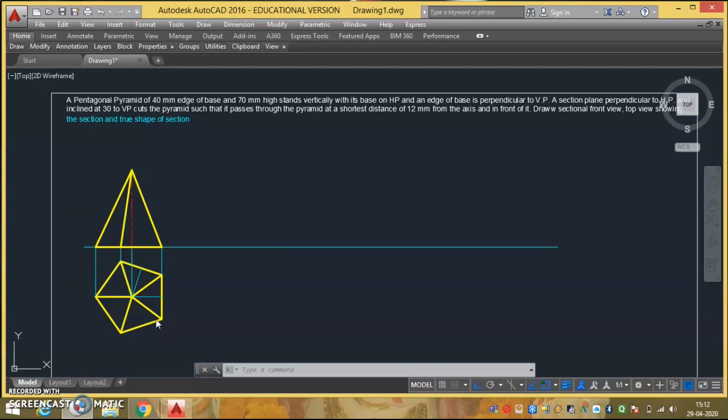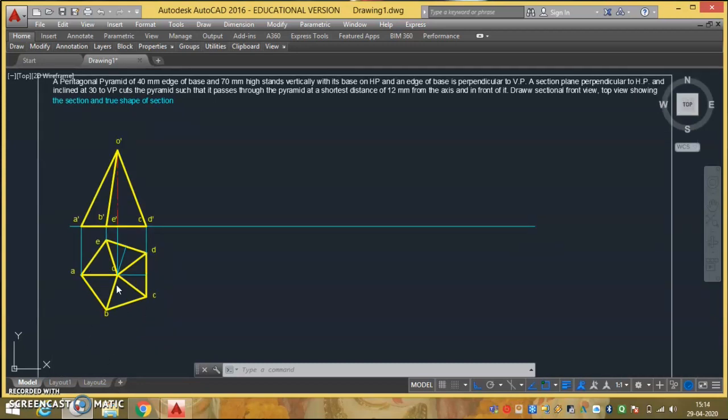Now once it is done, you can name all the points. So we have named the points. This is the origin. So O, A, B, C, D, E. This will be A dash, this will be B dash, E dash, this will be C dash, D dash, and this will be O dash.